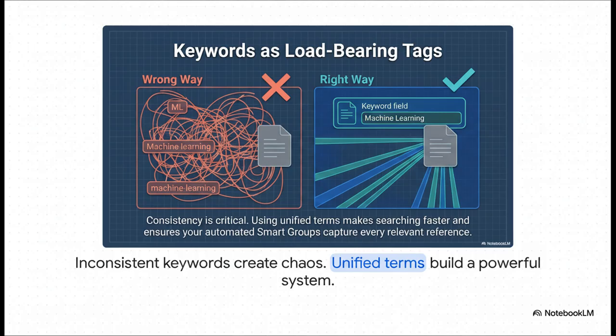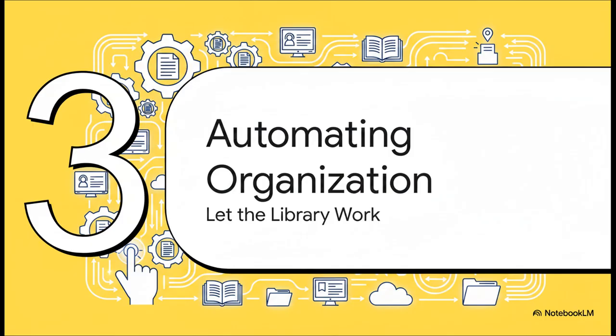On the left, you see total chaos. You've got ML, machine learning, and machine learning all as different tags. If you search for one, you miss the others completely. But on the right, with just one single unified term, you create this powerful connected network. This isn't just about being neat. These consistent keywords are literally the load-bearing supports for your entire library. And you know what? That consistency with keywords is the key that unlocks the next level, total automation.